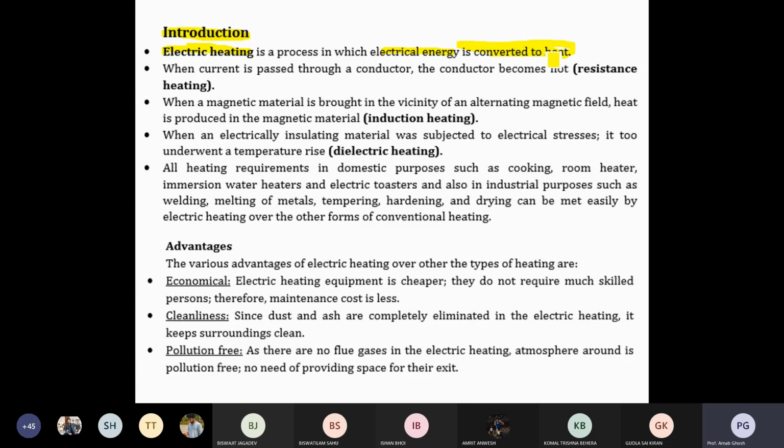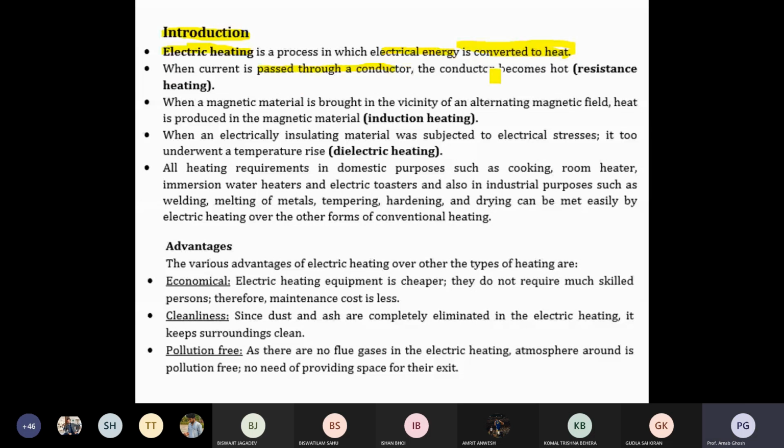When a magnetic material is brought in the vicinity, then due to the alternating magnetic field, heat is produced in the magnetic material. That is called induction heating. That is known as induction heating. So in induction heating, you are using a magnetic material.